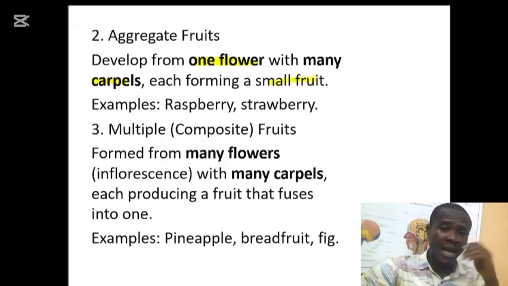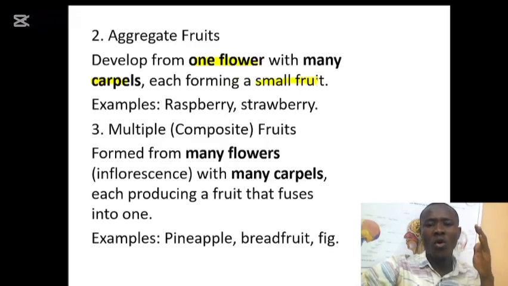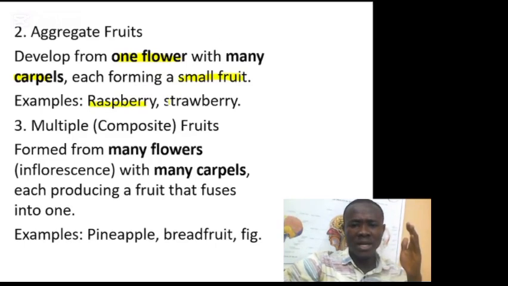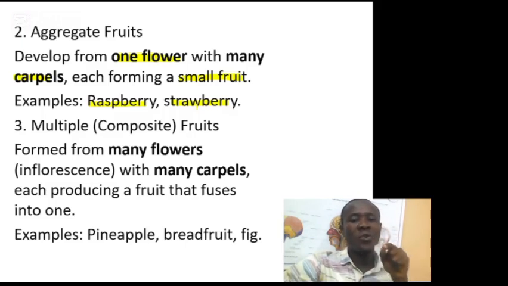Now back to the aggregate fruit. Each of these carpels will form a small fruit. Examples we have are raspberry, strawberry. These berries that we have here, they may come with it, and in some cases, they may even ask you to name which type of fruit they are. You may think they are berries because their spelling ends in berry, but raspberry, strawberry, they are what? Aggregate fruit.